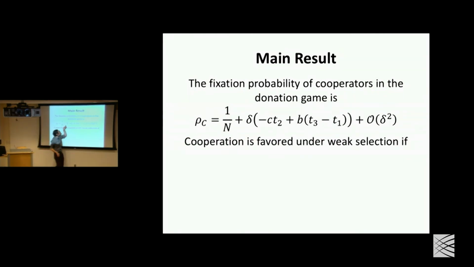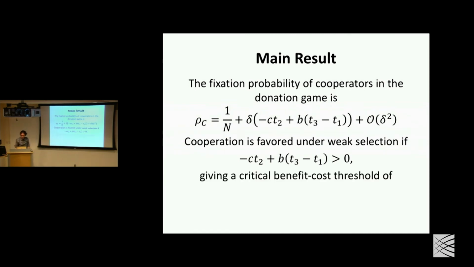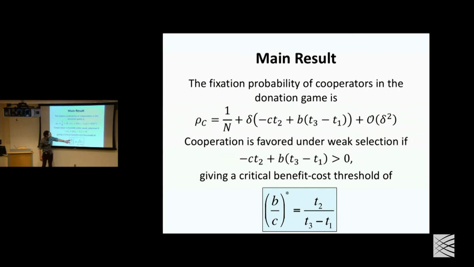I'll explain on the next slide what the intuition is behind this term. But we can say that cooperation is favored under weak selection if that term is positive. So this is a rather simple condition expressed in terms of these coalescence times. From this we can also define a critical benefit-cost threshold just by getting the b and c on the same side. We'll call it (b/c)* equal to t2 over (t3 minus t1). This quantity will determine the extent to which a given graph favors cooperation. That'll be a key quantity for us. So let's try to understand this condition. Why does this tell us when cooperation is favored?